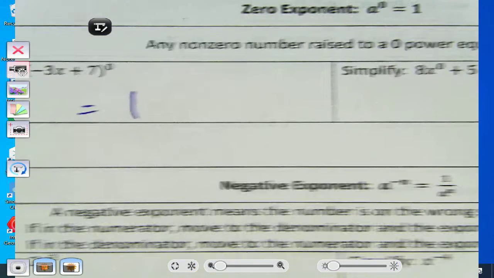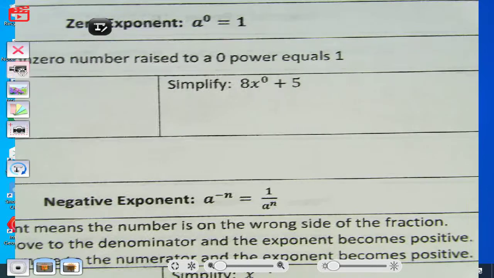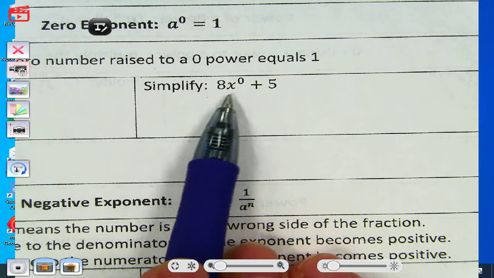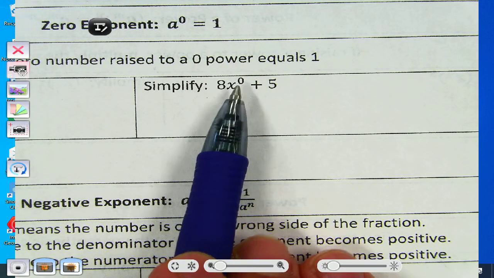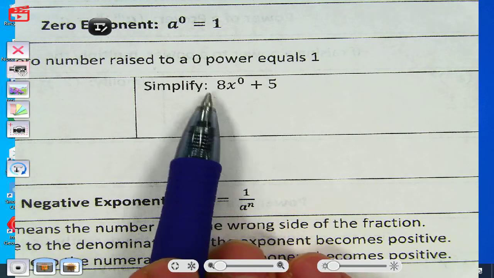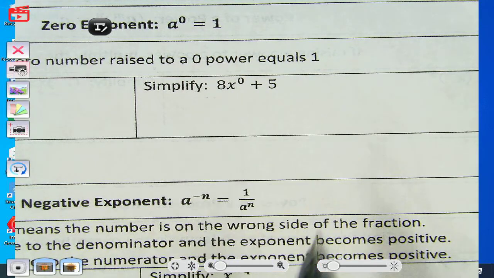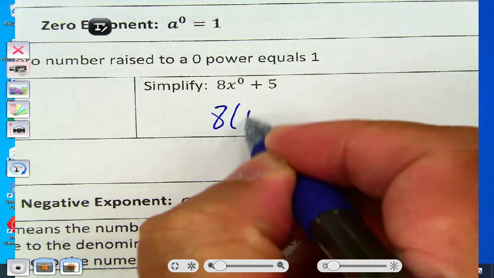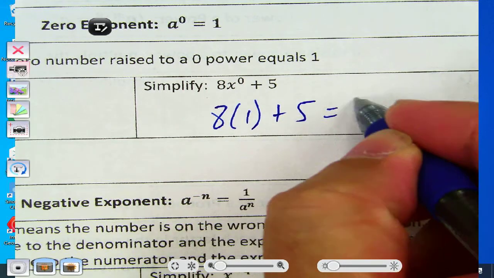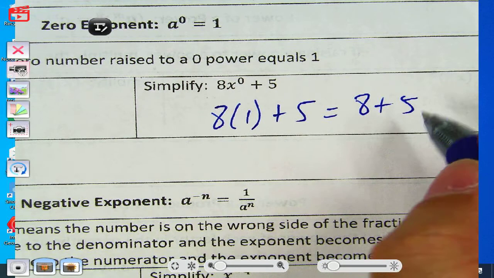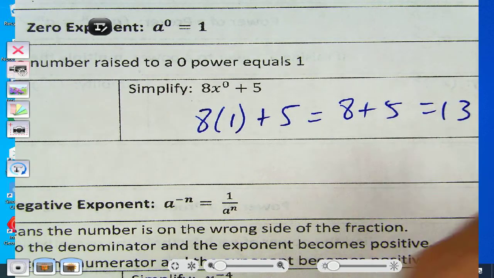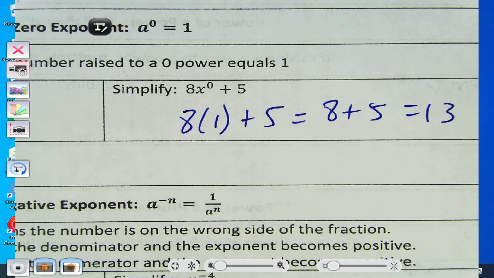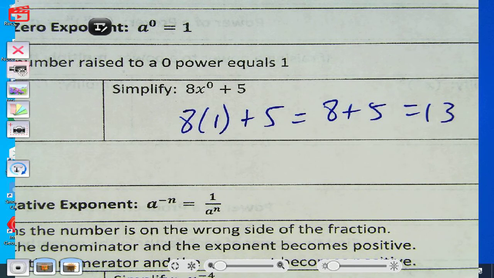Okay? Now, some confusion as to how exponents work. This exponent of 0 is only on the x. The 8 is not affected by that exponent. So it's 8 times 1. So it's 8 times 1 plus 5. So it's just 8 plus 5, which is 13. All right. So that's just the 0 exponent.